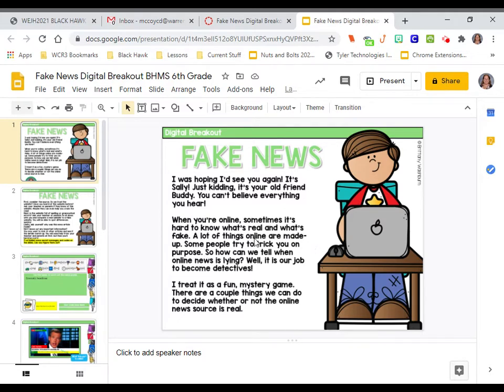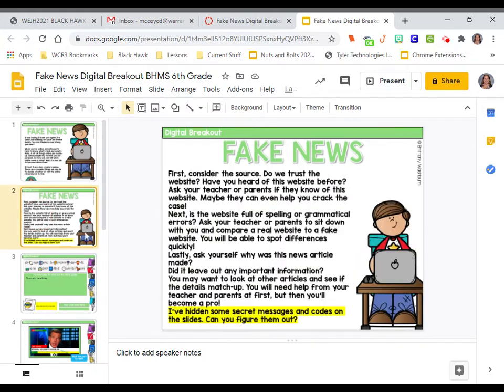When you're online, sometimes it's hard to know what's real and what's fake. A lot of the things online are made up. Some people try to trick you on purpose. So, how can you tell when online news is lying? Well, it's our job to become detectives. I treat it as a fun mystery game. There are a couple of things we can do to decide whether or not the online news source is real.